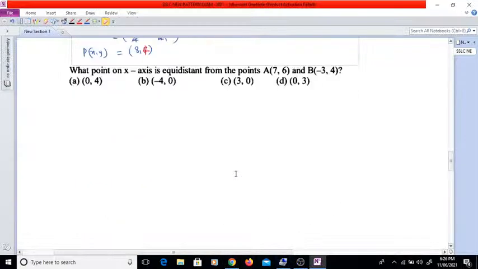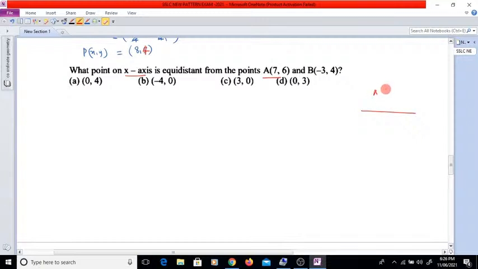So moving on to the next question. What point on x-axis is equidistant from the points A 7 comma 6 and B minus 3 comma 4? So this is x-axis. One point A, that is 7 comma 6, is there. Another point is B, minus 3 comma 4. So these two are equidistant, so this distance is equal.